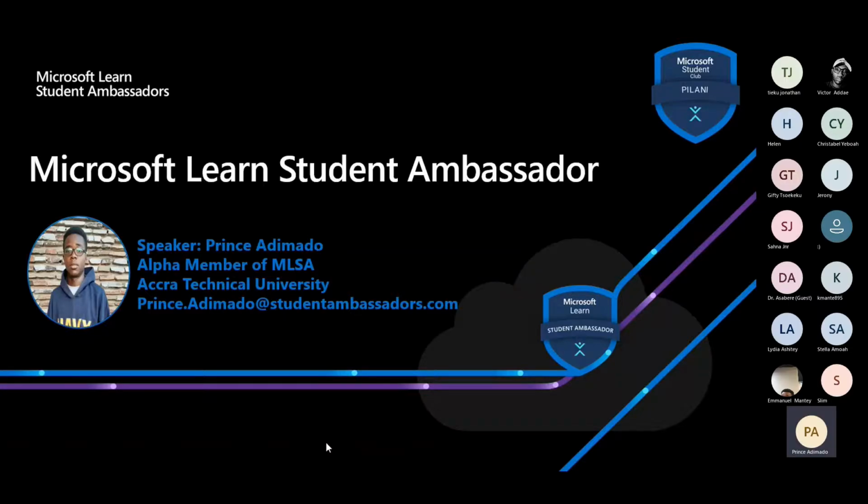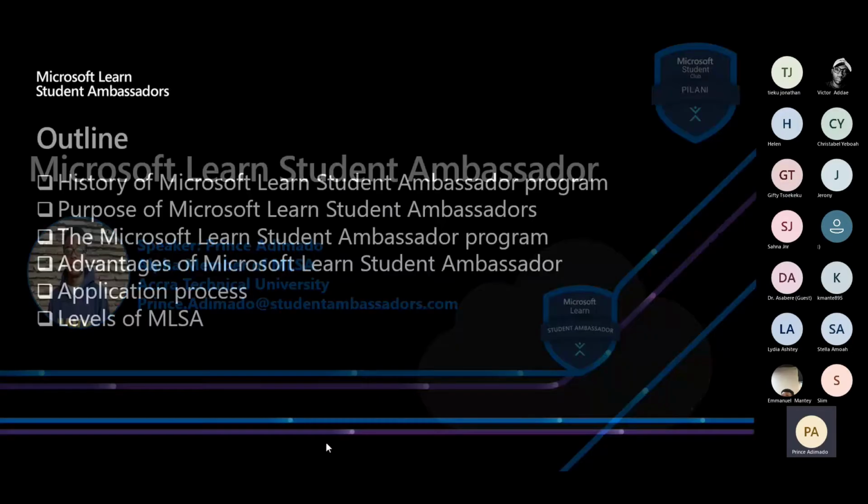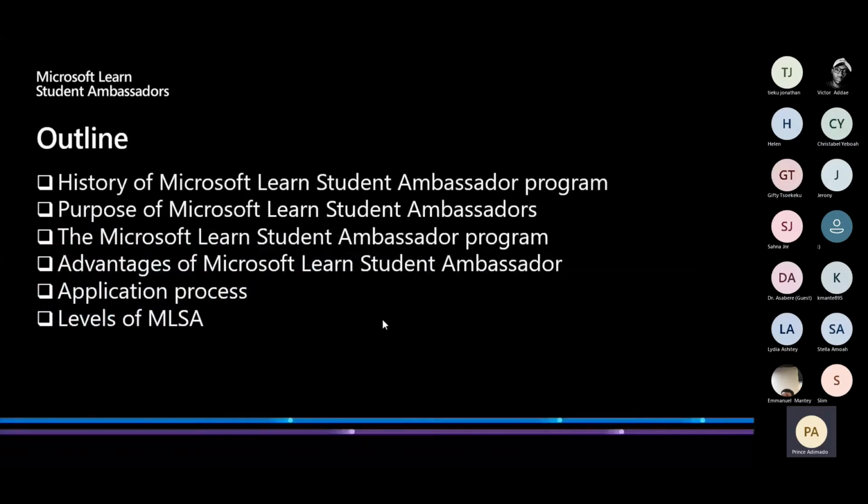So I'll begin with the outline for the program. This is the outline for the first session, which is introduction to Microsoft Learn Student Ambassador. You start with a brief history of the program, the purpose, what the program itself is, then the benefits in the program, application process, then levels in the MLSA program. So let's go to the brief history.